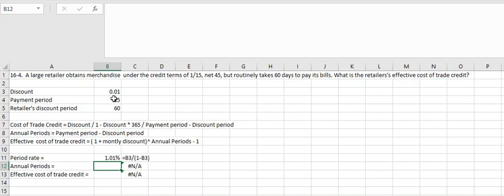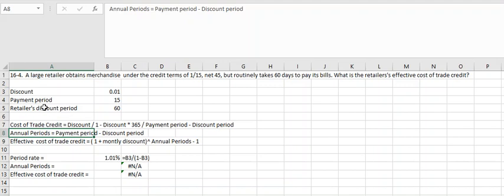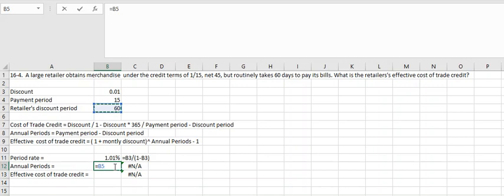Next, we want to look at the number of annual periods. So think about this in terms of extended over the credit. So remember, it's 365 divided by the payment period minus the discount period. Now, what you have to think about is the retailer's period, which is that 60 days. So 60 minus 15, so it's every 45 days, and the way you can get to the number of periods is simply 365 divided by 45, which means there are going to be 8.11 periods annually.